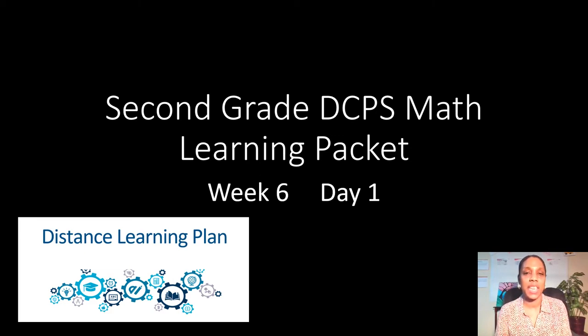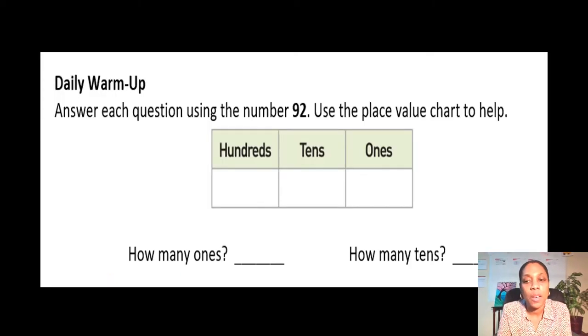Today, we're going to be looking at Lesson 6, Day 1 of our DCPS math packet. Okay, so let's look at our daily warm-up. We're going to answer each question using the number 92. Use the place value chart to help.